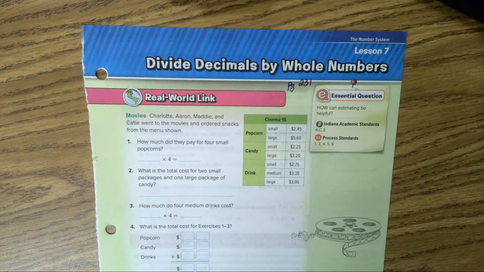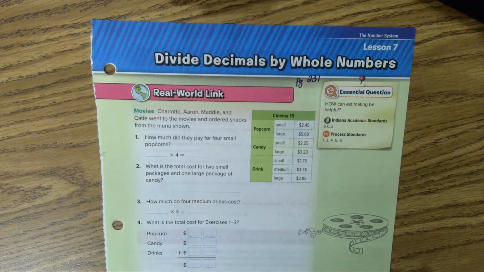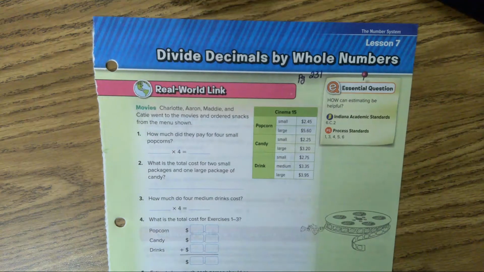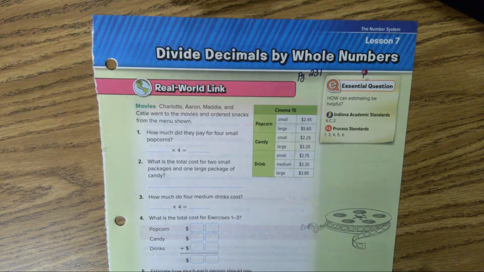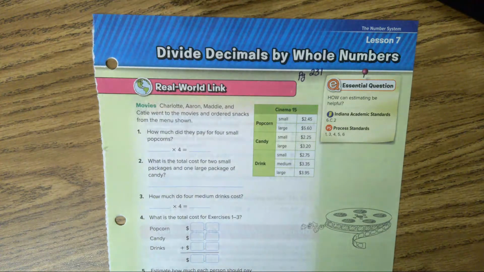The essential question is, how can estimating be helpful? Well, in division, it can be very helpful because you need to estimate how many will go into another number, and then we apply that to be exact, finding the products and then going on to find the quotients. When we do long division, it's a combination of multiplying and subtracting in the steps.